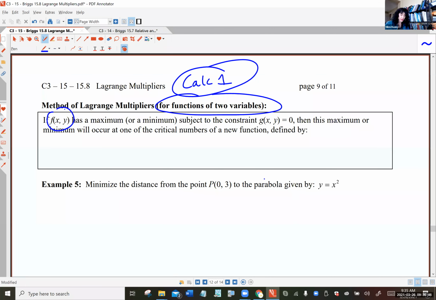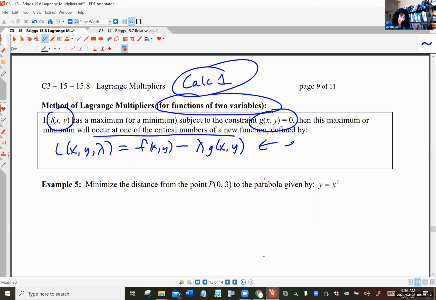So if you have a function of x, y and you're trying to find a max or a min and you've got a constraint, little g(x, y) equals 0, then the max or min will occur at the critical numbers of that new function, the big lambda. You know me, I like the big lambda, but it'll be a function of three variables, just x, y, and lambda, that Lagrange multiplier. So it looks the same. So you're still going to extremize or find the extrema for this big function.